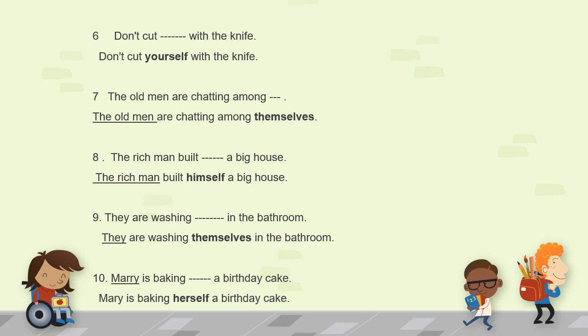Number 10, Mary is baking dash a birthday cake. Mary is a girl name and again herself would be the reflexive pronoun. Mary is baking herself a birthday cake.